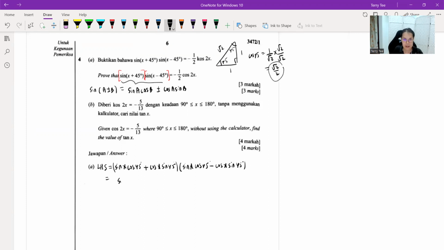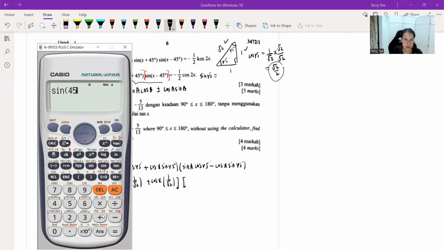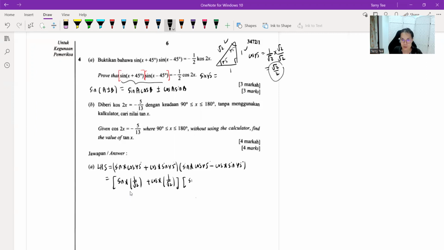All right, so this is sine X 1 over root 2 plus cos X 1 over root 2. Let's put a bracket here. And by the way, sine 45 and cos 45 are the same, because if you read sine 45, you get 1 over root 2 as well. Now, if you don't believe me, use the calculator, sine 45 is still the same, root 2 over 2 or 1 over root 2.